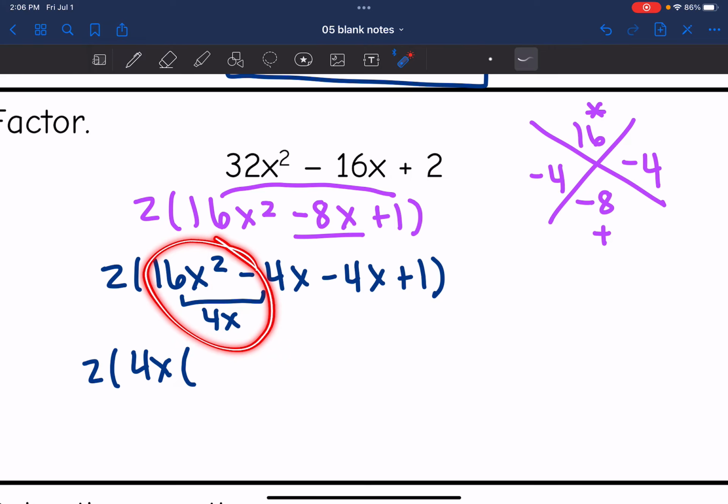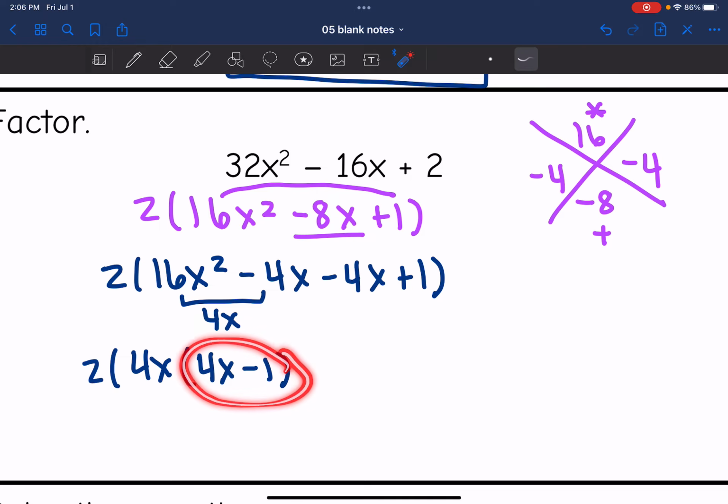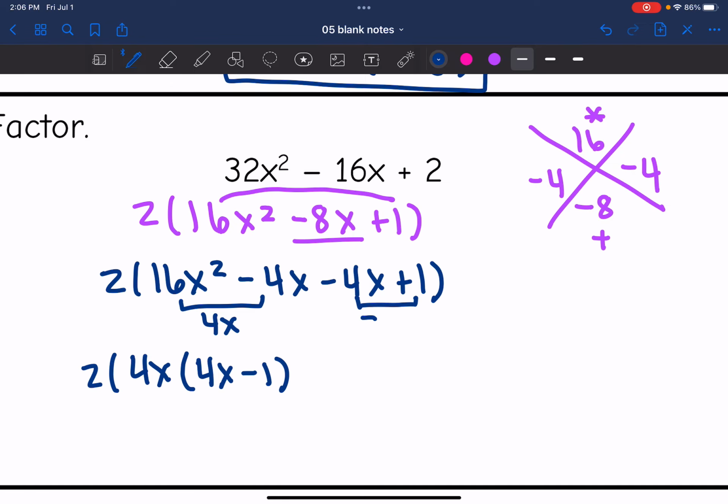16x squared divided by 4x is 4x, and then negative 4x divided by 4x is negative 1. So my first binomial is 4x minus 1. This one is negative 4x plus 1. I just need to change those signs to make that common binomial the same, so I'm going to factor out a negative 1. And then I'm left with 4x minus 1, and then I have those common binomials.